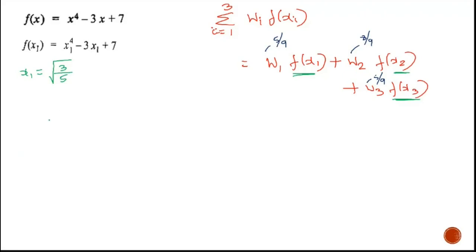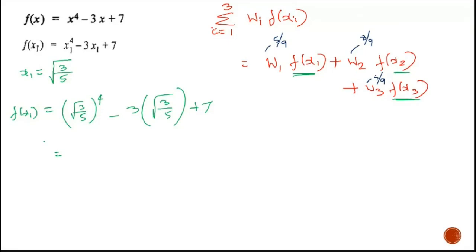Sir, in the values, is it constant for all problems? It's a constant, always constant. For all problems this value is constant. So when I consider root 3 by 5, I have substituted it. Okay, here I have put it in fraction. Let me consider it like this: root 3 by 5 whole power 4 minus 3 into root 3 by 5 plus 7. So this is f of x1. Okay, just use your calculator and identify the value of f of x1. We are doing it in fractions.